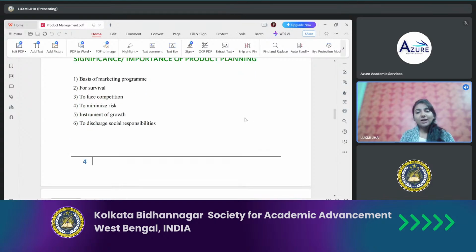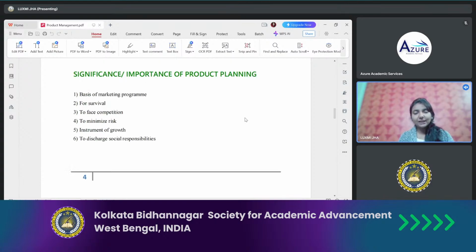To minimize risk: if a marketer goes with product planning properly, with proper discussion, it will be able to minimize risk. Nobody can ever avoid risk, it's not possible, but with proper planning we can try to minimize our risks by having proper certainty, or we can look after the things which can help to improve the product, so it can minimize the risk.